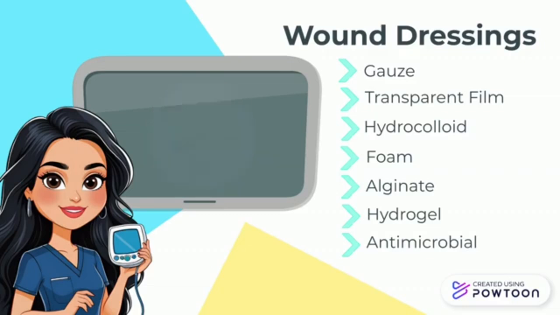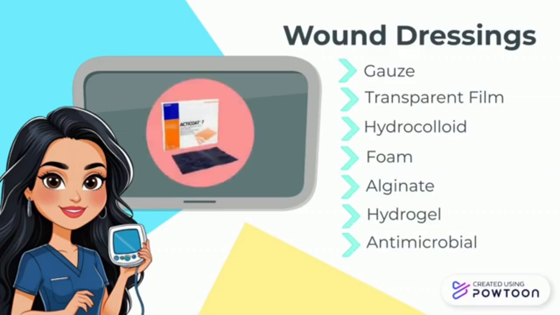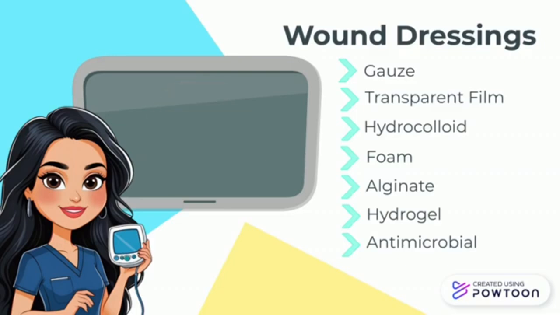Finally, we have antimicrobial dressings, which are used for high-risk or infected wounds. They deliver agents like disinfectants, antiseptics, or antibiotics directly to the wound to prevent or fight infection. Choosing the right dressing can make a huge difference in how quickly and effectively a wound heals.